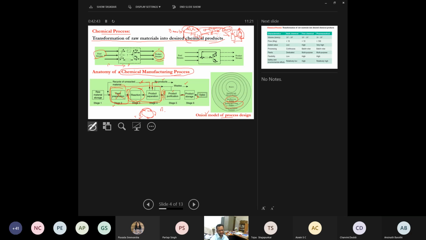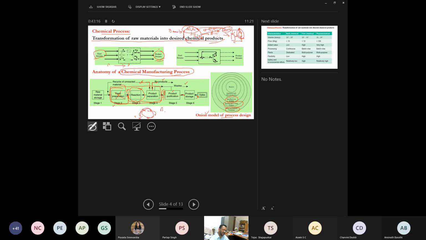We will see those things in the selection of utilities while discussing the design of heat transfer equipment. Once you have an analysis of all these things, then we have to think about water and effluent treatment. This is the final layer of your onion model for the process design. So this is the general anatomy of the chemical manufacturing process that you might have studied.